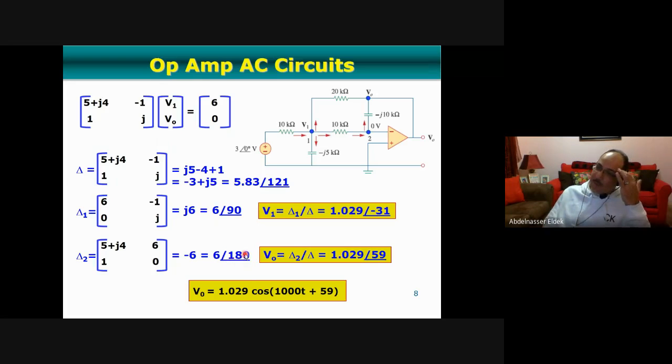So now if we want to calculate V1, I need V1. So V1 is 1.029 at 59 degrees. Then what you need to do is convert it back to the time domain. The amplitude here is 1.029 cosine, and I know that omega was 1000. So 1000 t plus the angle, which is 59. So this is VO as a function of time. So this will solve this problem.